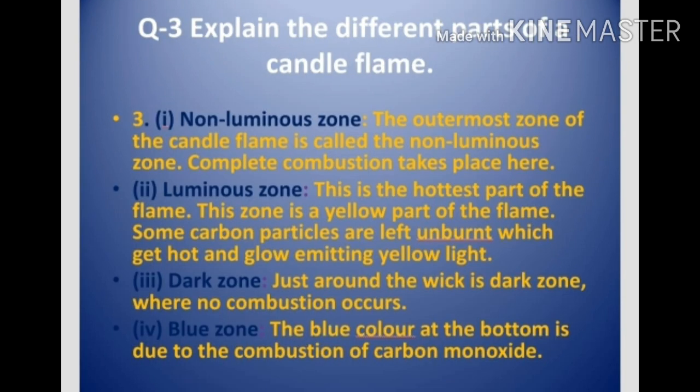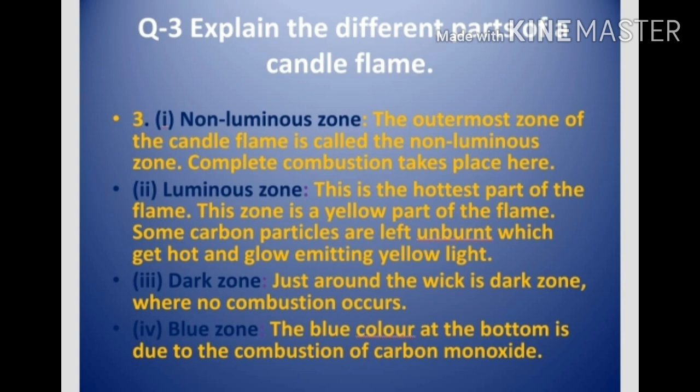Now question number 3. Explain the different parts of a candle flame. Now children, all of you have seen a candle flame. Now we have to describe the different parts of the candle flame. Each candle flame has the following parts: non-luminous zone, luminous zone, dark zone and blue zone. The first is the non-luminous zone. The outermost zone of the candle flame is called the non-luminous zone. Non-luminous means it is not easily visible. Here the complete combustion of the fuel takes place and it is bluish in color. It has the highest temperature.